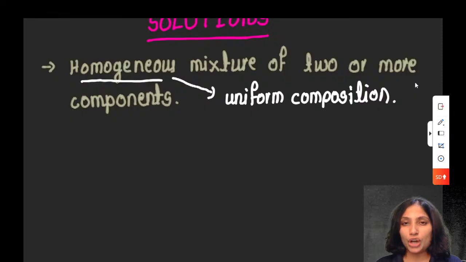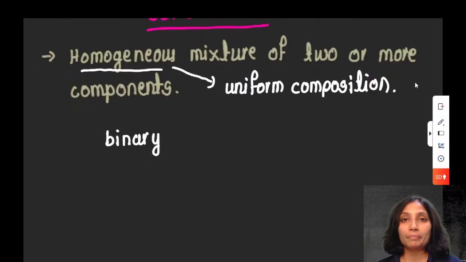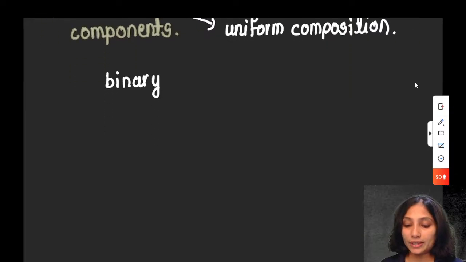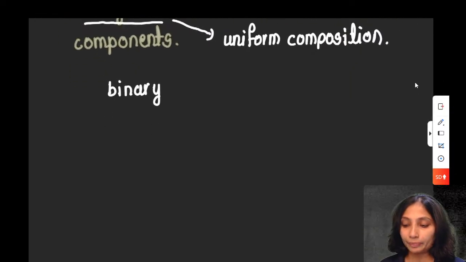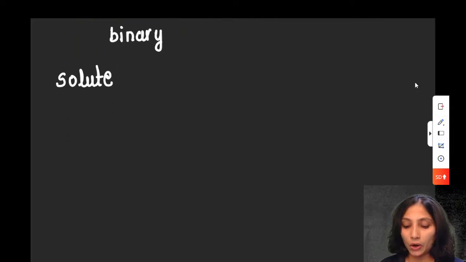And see, in this chapter we are mainly concentrating on binary solutions. Bi means two components. Only two components will be there. We are mainly studying a two-component system. When two components are present, they are called binary solutions. So what are the two components? The two components in binary solutions are solute and solvent.